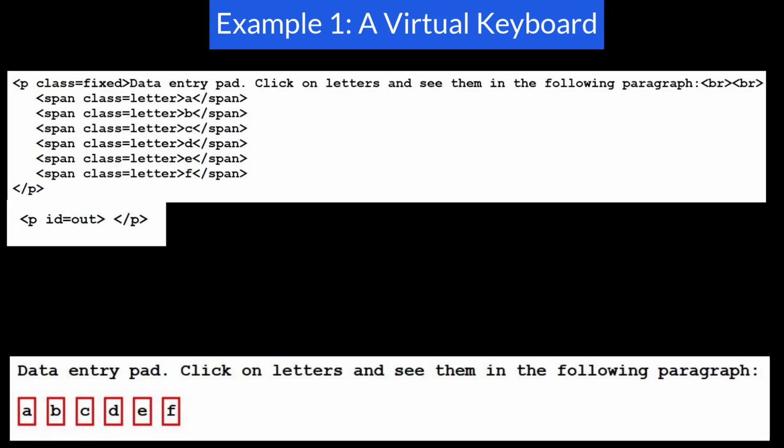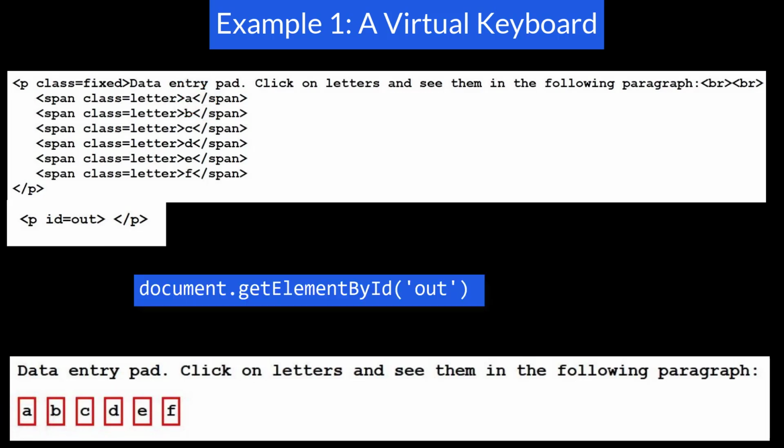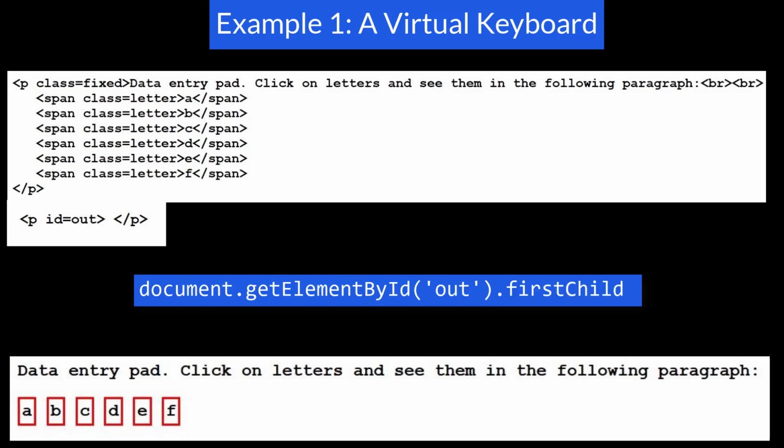Now, here's where you need to think it through. When the user clicks a letter, that letter needs to be added to the paragraph with ID of out, which might suggest we'll be using document.getElementById out, and we will. But remember, this is an element node, and it's the text content we want to modify. If you think about it for a while, you'll see that the text content has to be the first child node of the paragraph element. So document.getElementById out.firstChild. And what we want to do is to append the related character to that text node when the user clicks that letter.